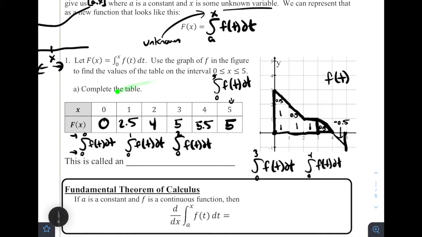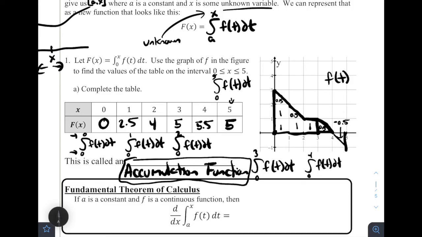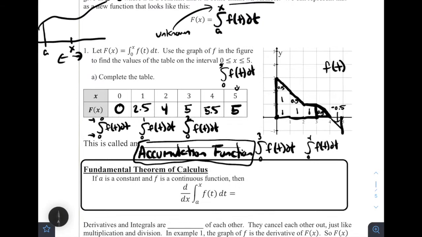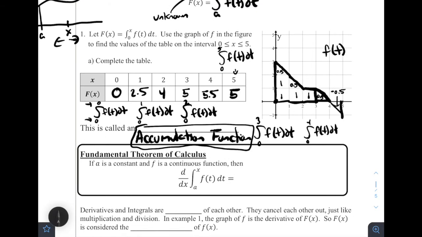This idea of what we just did, where this x value is changing and we're finding more area as it goes on, is what's called an accumulation function. We are accumulating the area as that x value increases. We're getting more and more area. And we're paying attention, obviously, to whether that area is positive or negative, because it's going to either increase the total amount of area or subtract that amount of area.